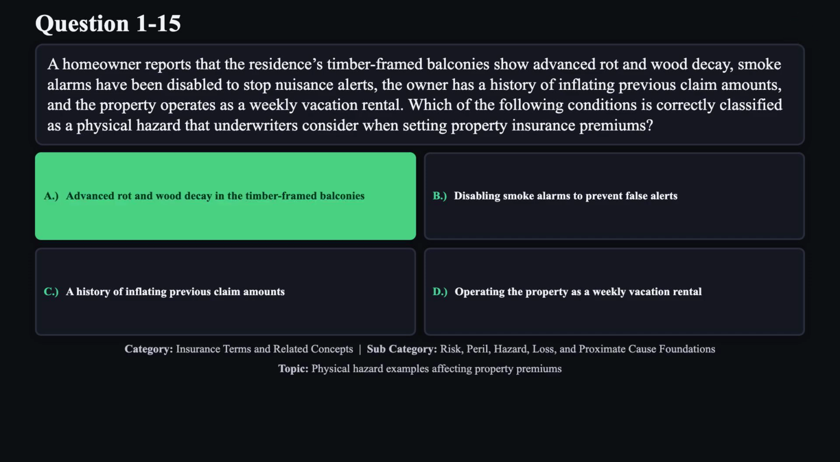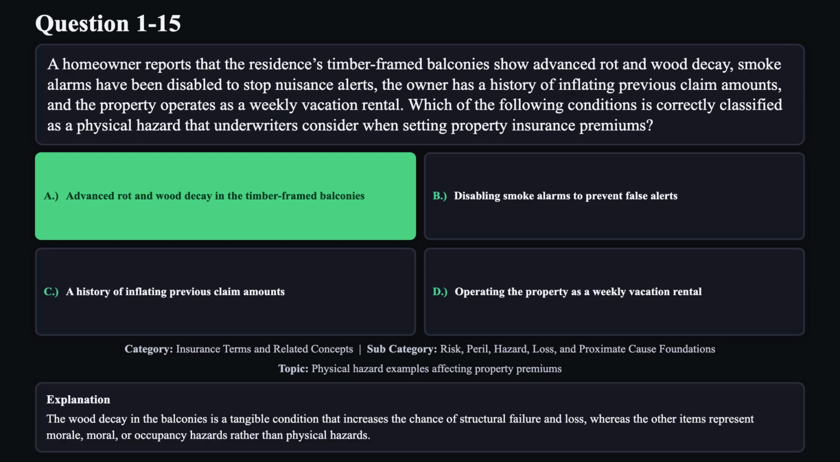The correct answer is A. The wood decay in the balconies is a tangible condition that increases the chance of structural failure and loss, whereas the other items represent morale, moral, or occupancy hazards rather than physical hazards.